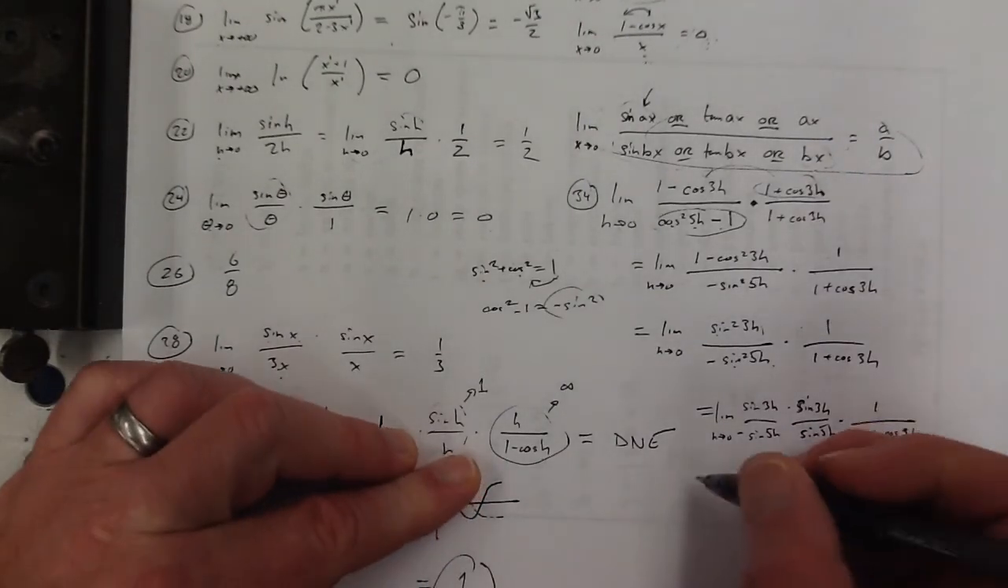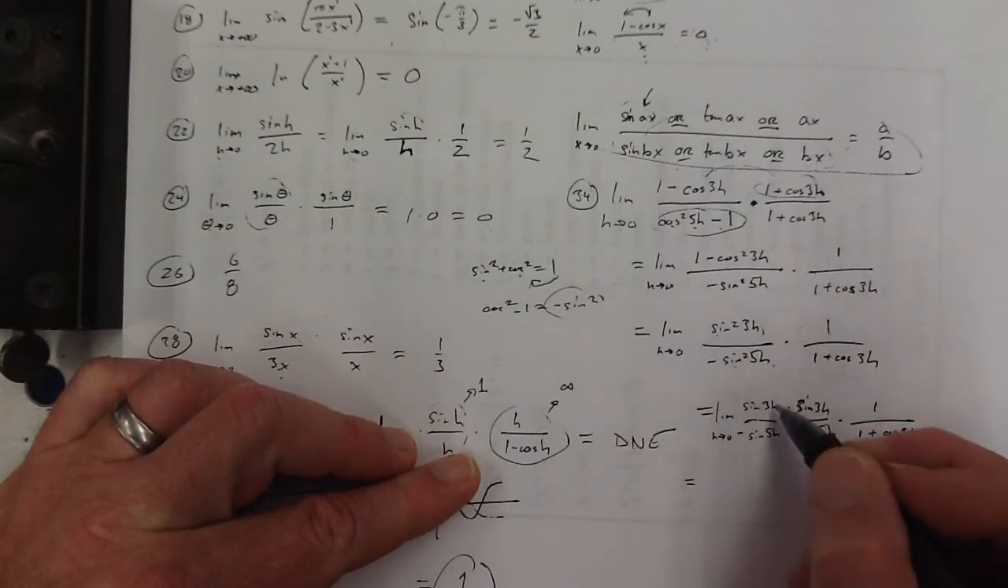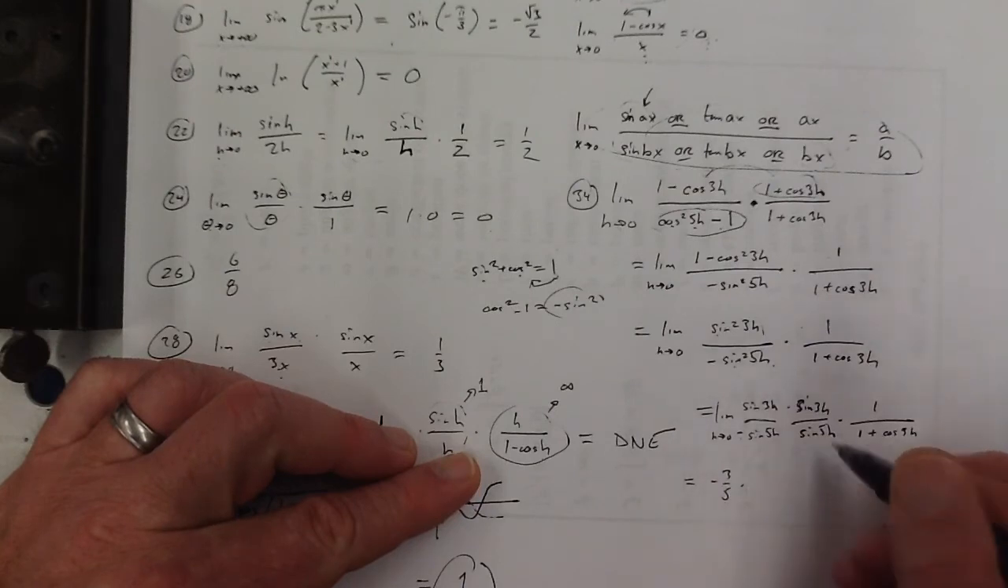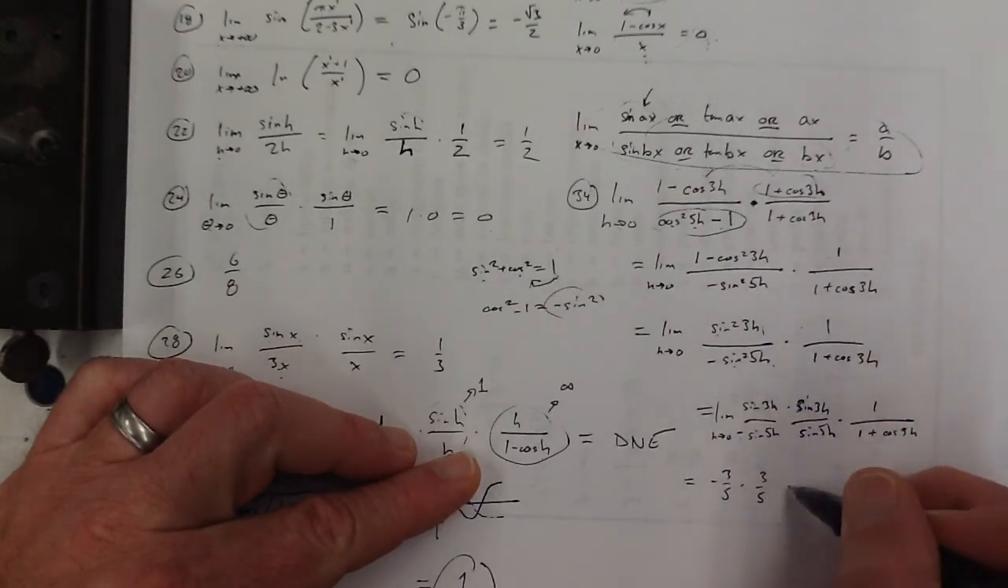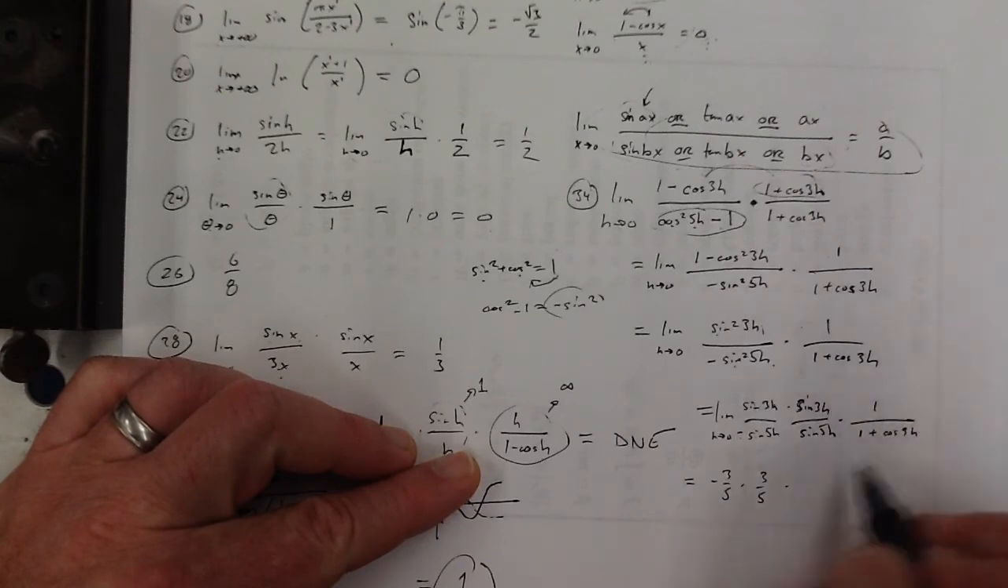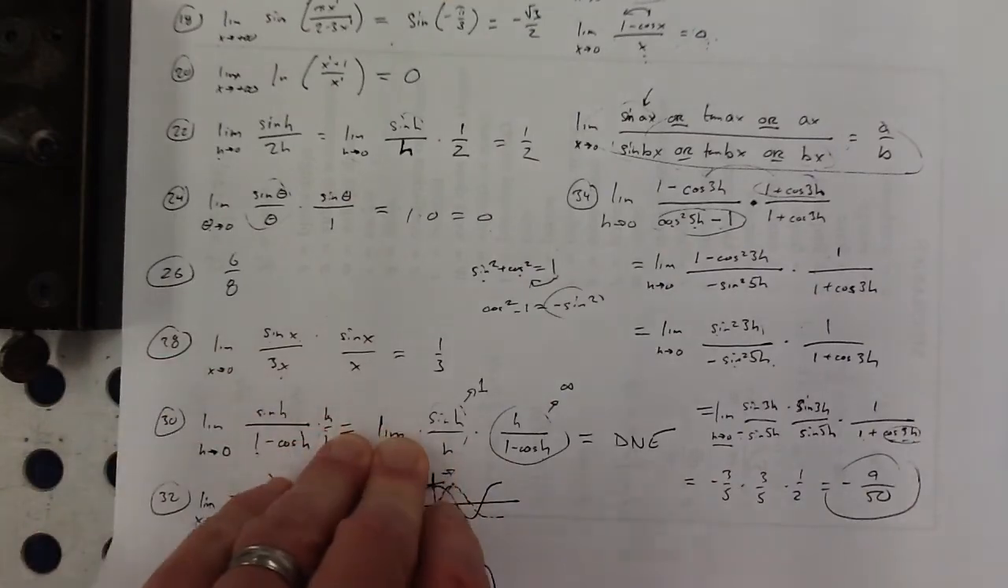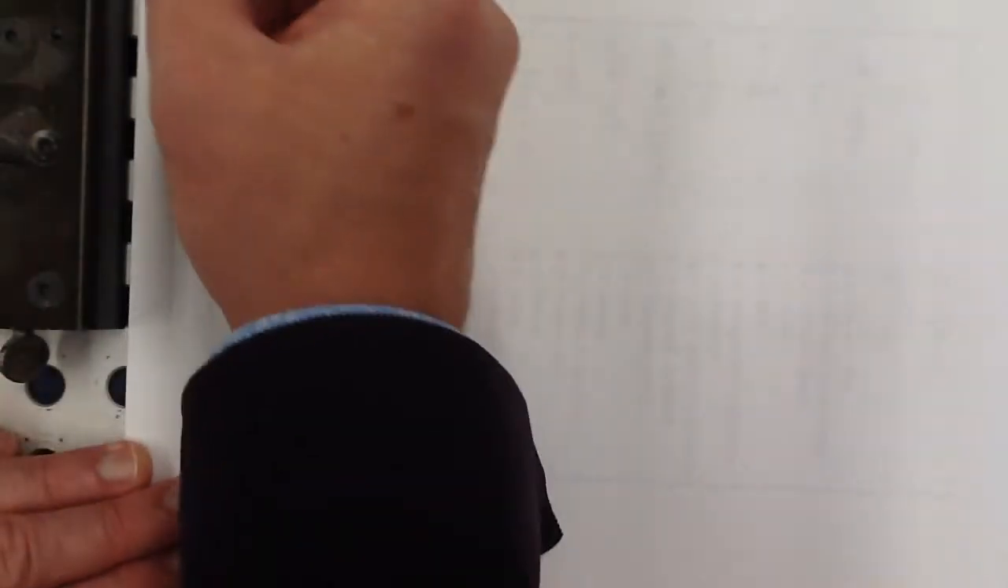So here, this is equal to 3/5 with the negative sign. This is another 3/5. And this is 1 over, as h approaches 0, cosine of 3 times 0. Cosine of 0 is 1. So 1 plus 1 is 2, so that's a 1/2. So negative 9 over 5 times 5 is 25, times 2 is 50. That's a doozy, that one there. All right, let's see. We're almost there.